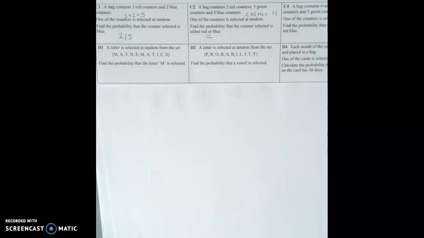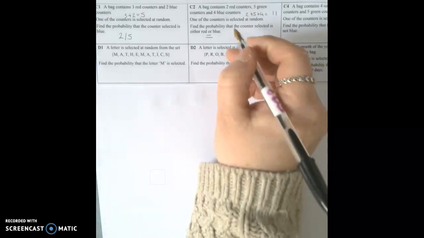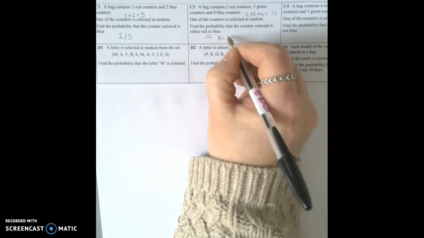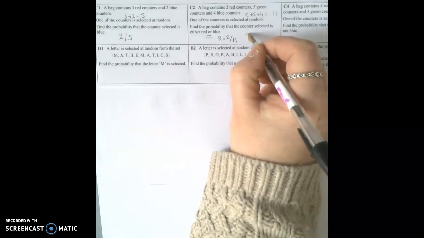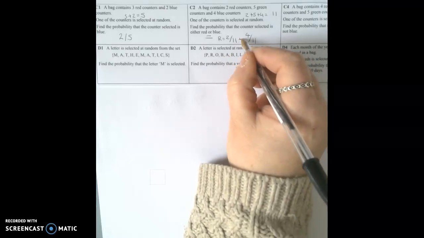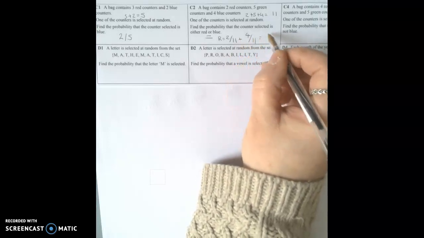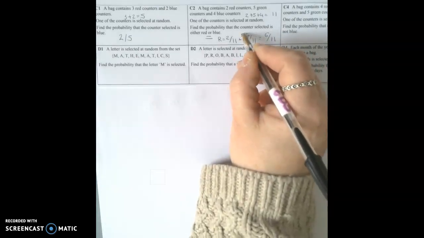So the probability of picking out a red counter, well, there are 2 red counters out of the 11. And the probability of picking out a blue counter, well, there are 4 out of 11. So we just add them together. And that becomes 6 out of 11. Because or is adding them together. It's red or it's blue. So you add the probabilities together. And that becomes 6 out of 11.